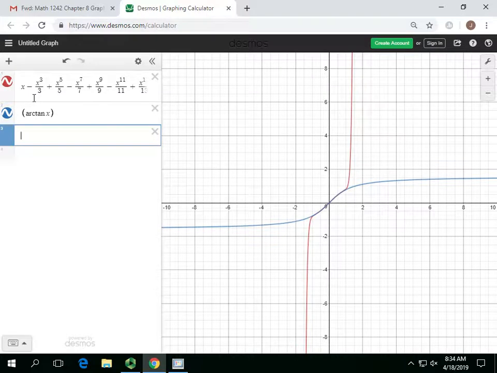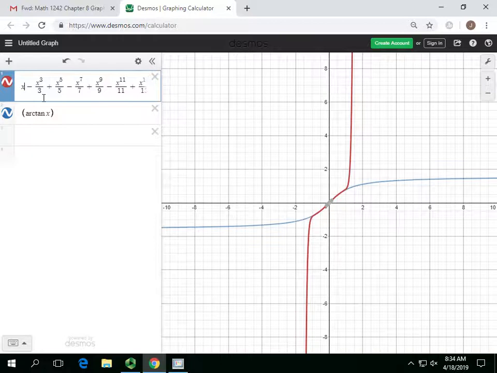Now, I wrote this one out, and I stopped after a while. So this is x minus x cubed over 3 plus x to the 5th over 5 minus x to the 7th over 7 plus x to the 9th over 9 minus x to the 11th over 11 plus x to the 13th over 13 minus x to the 15th over 15 plus x to the 17th over 17.